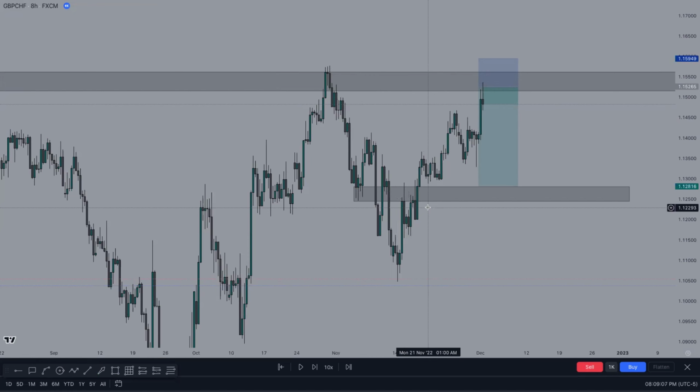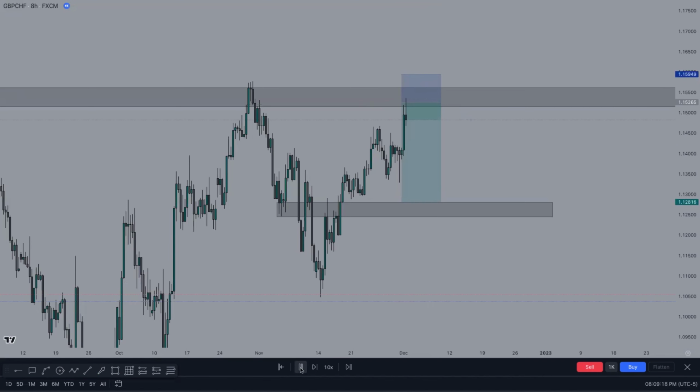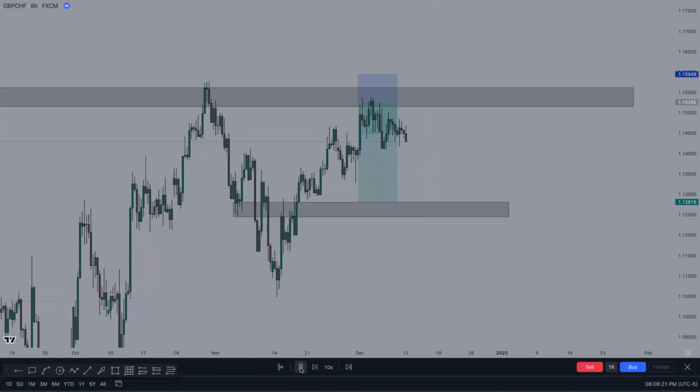I'm not planning to buy here. Why? Because I'm bearish on this pair, right? This support here is just a target because price will always have a reaction from this level, at least. So I will play price right now and price will consolidate, of course.